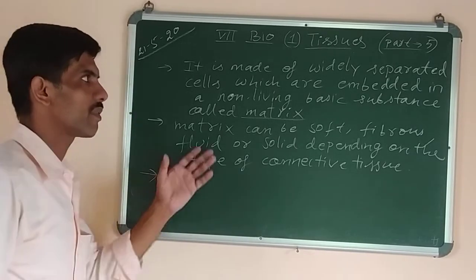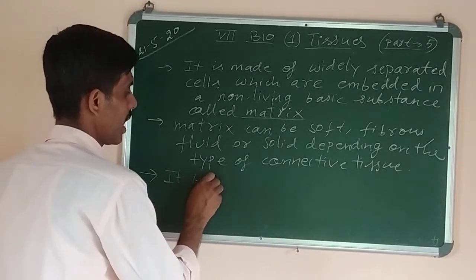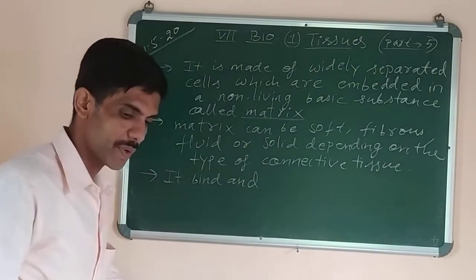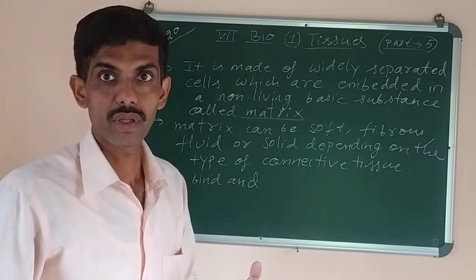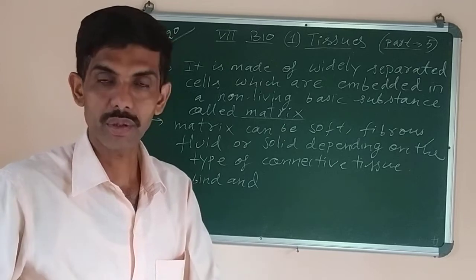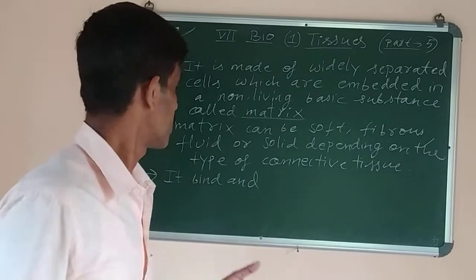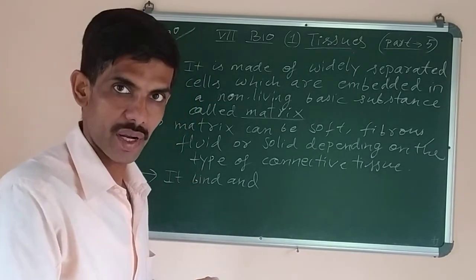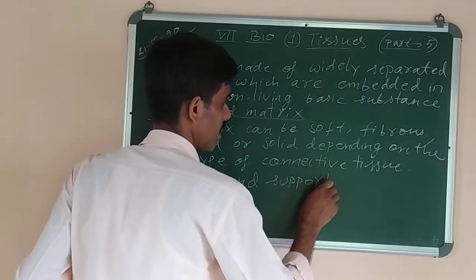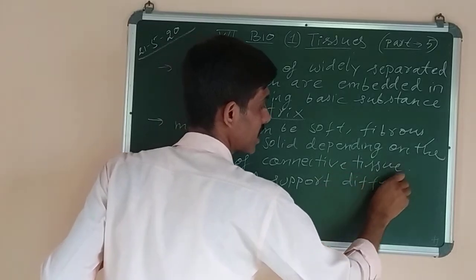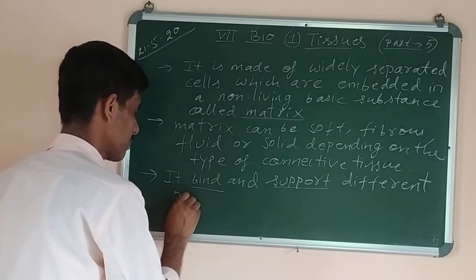Now third, what is the main function of connective tissue? It binds and supports. Bind means what? Bind means if you take a bag full of clothes, or suppose it is told to you to buy the books, then you cannot carry the books like this. You have to bind them with a thread. Keep them together, no? You cannot take individual books in your hand and go, because so many books are there. So bind means keep them or tightly hold them together. It binds and supports different parts of the body. It is this connective tissue which does this. It binds also and supports also different parts of the body.